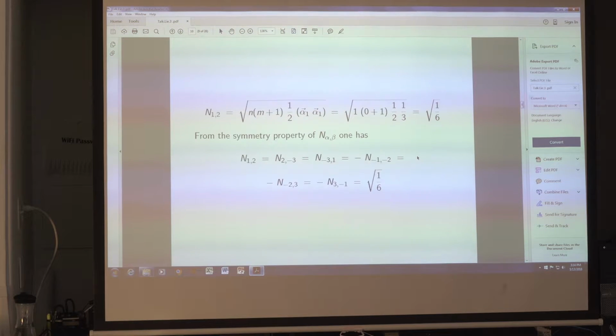Okay, so let's proceed to evaluate. So these structure constants associated with those commutators are given by this formula, where n in this case is 1 and little m in that case is 0.